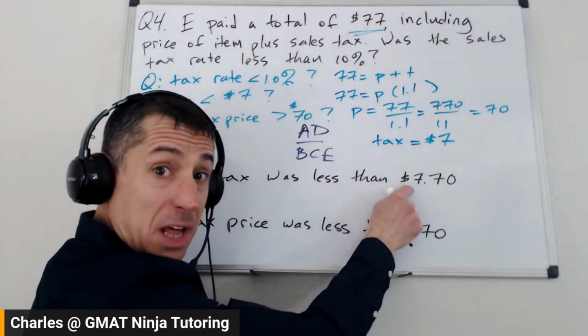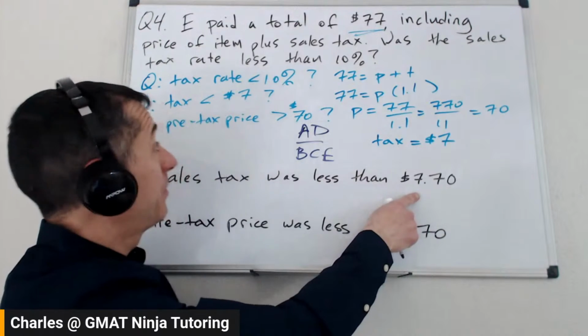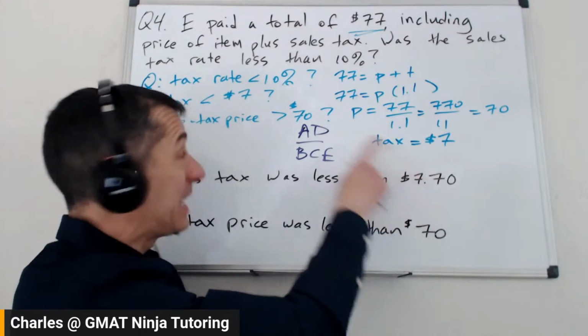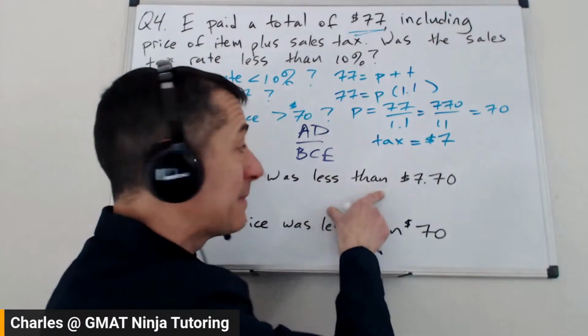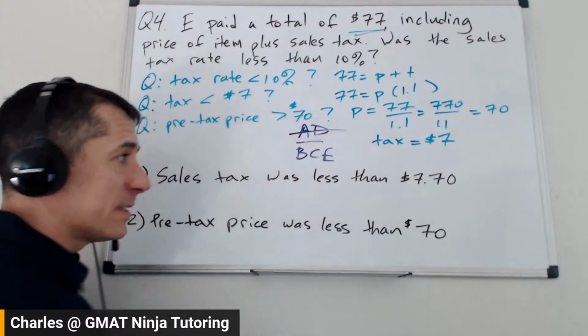If it's less than $7.70, it could be less than 7, could be $1, in which case the answer would be yes. It could be $7.69, in which case the answer is no. So this is not sufficient. We don't know whether that tax amount is less than 7. So it can't be A, can't be D. I'm going to cross those two out.